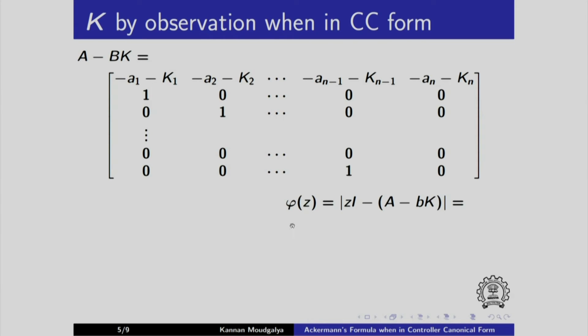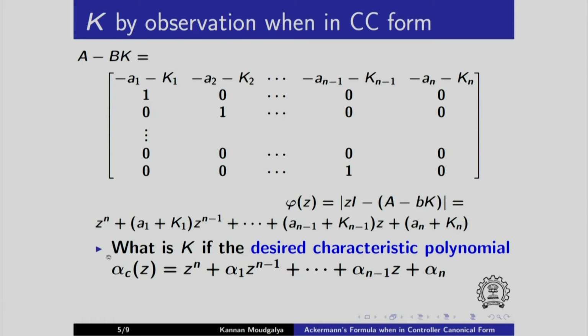So let us evaluate phi of z, which is the determinant of zI minus (A minus BK). We saw this expression before when we formed the closed loop, and because this is also in the required form, you can see that the determinant can be obtained as this polynomial where the coefficients can be read off from the top row as I mentioned in the previous slide. So this becomes the coefficient of z to the power n minus 1 with a minus sign of course, and this becomes the constant term.